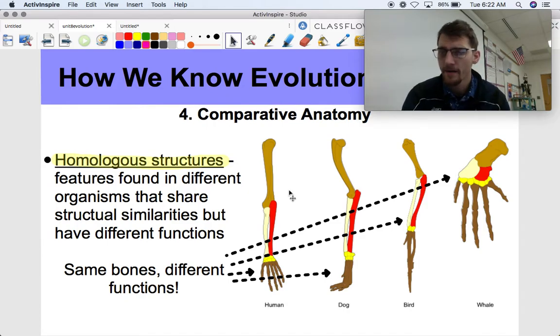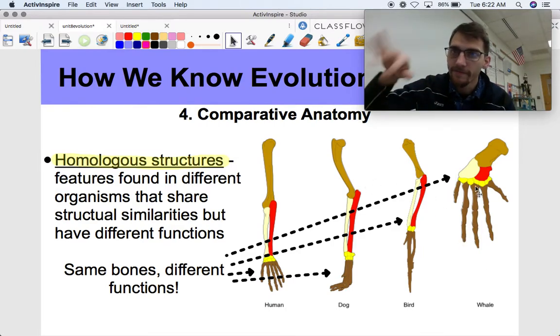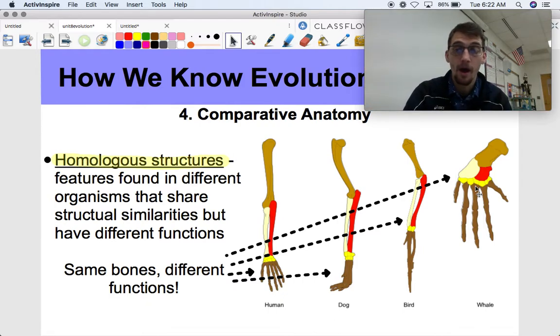This same pattern and these same bones are found throughout all different types of vertebrate species. It doesn't matter if you're a dog, a bird, or even a whale, okay? A whale with fins, right? All of these vertebrates have the same exact bone structure, which is, again, suggesting that they all came from a common ancestor. Now, they have all the same bones, but all these bones are modified and have been tweaked over millions and millions of years to allow each of these organisms to do what they have to do with their forelimbs, right?